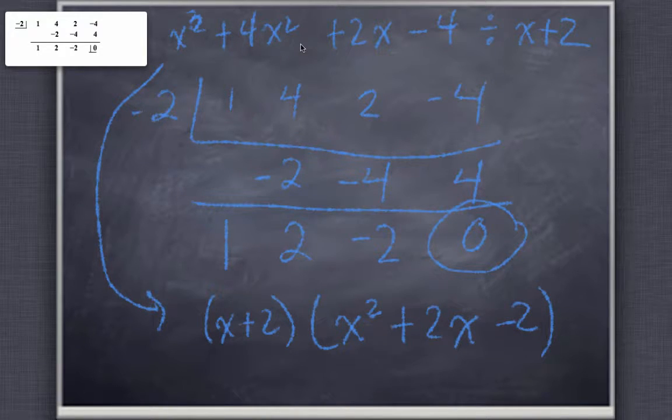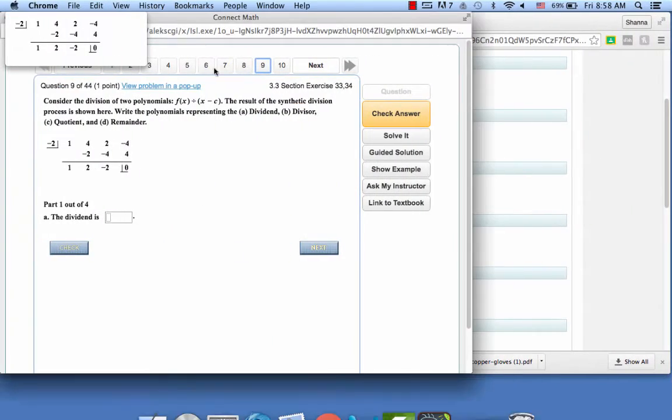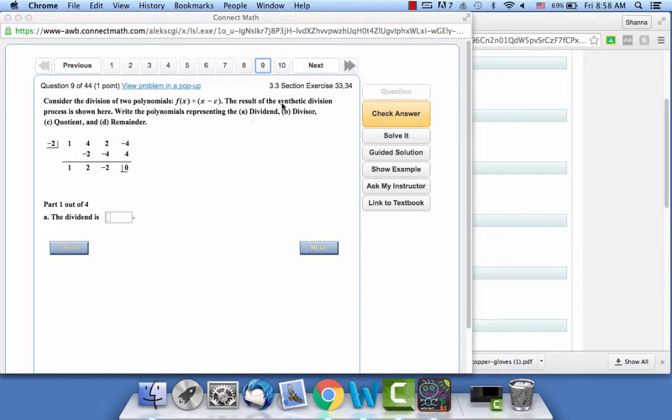When you started out with this, you would have had no technique to factor it that we've learned so far, but now we have a quadratic, and you could just use the quadratic formula if you wanted to. So going back to the actual question, they've done the synthetic division already for us, so we want to write the polynomials representing the dividend, the divisor, the quotient, and the remainder.